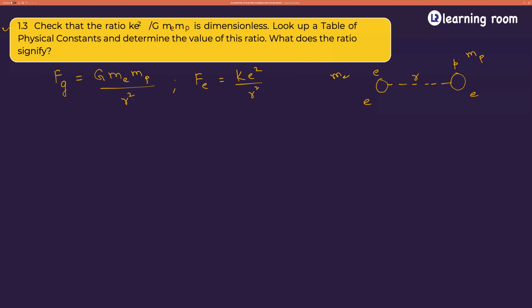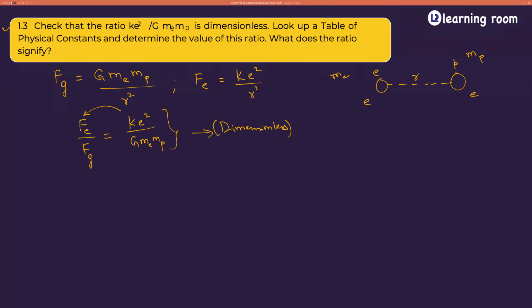Am I right? Now, if I divide both, Fe divided by Fg, it is going to be Ke square divided by G times Me into Mp. If you observe, this is the physical constant that they have asked. So what is it going to be? It is going to be the ratio of force by force, which is obviously a dimensionless quantity. So it is dimensionless because of what reason? Because it is the ratio of the same physical quantity.